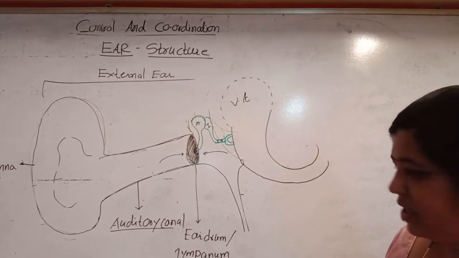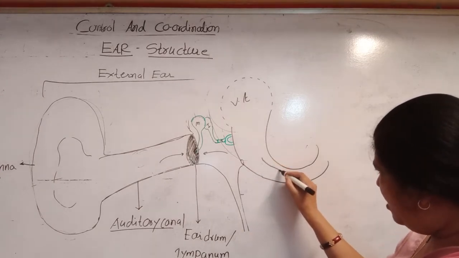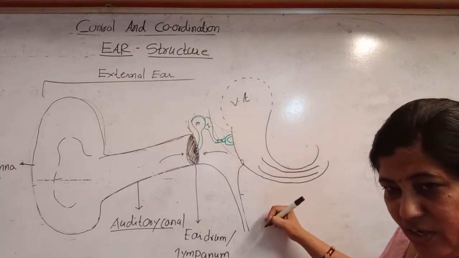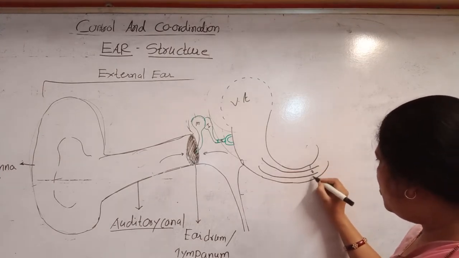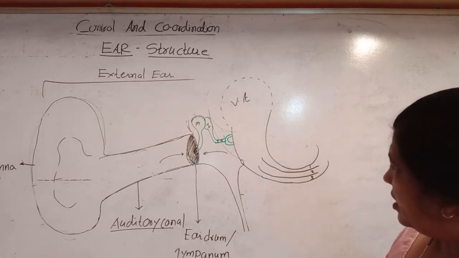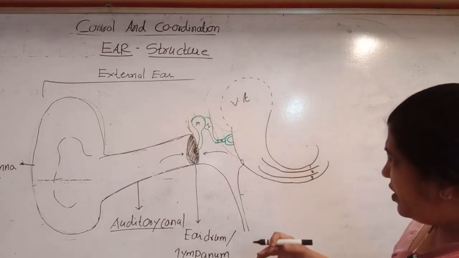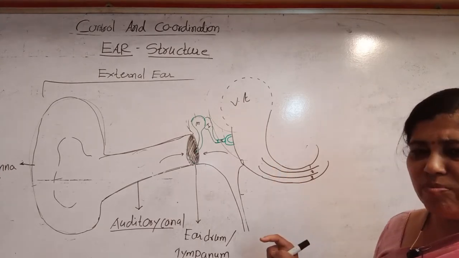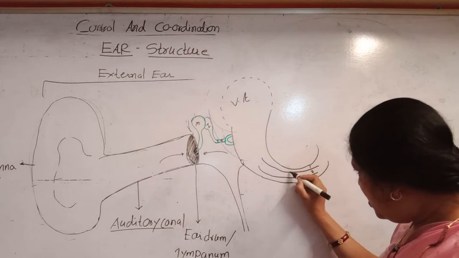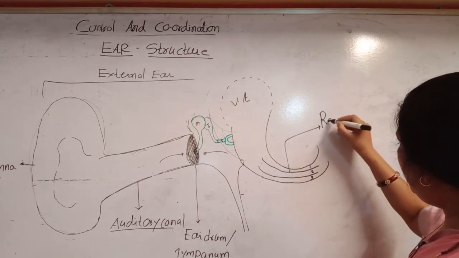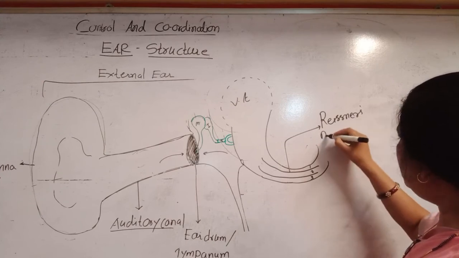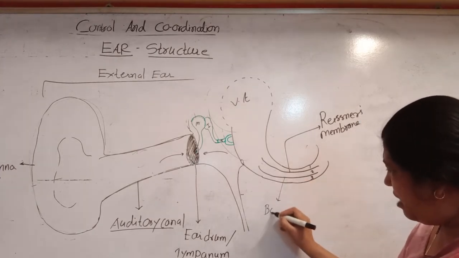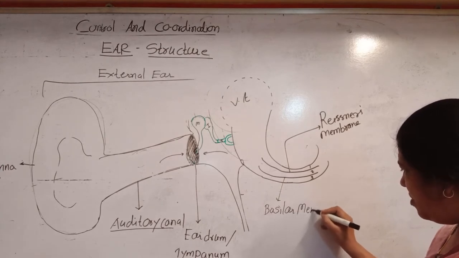It consists of three chambers, 1, 2, and 3. If we cut the labyrinth, then we can see inside there are three chambers. These three chambers are separated by two membranes. So this membrane is Reisner's membrane and this membrane is the basilar membrane.